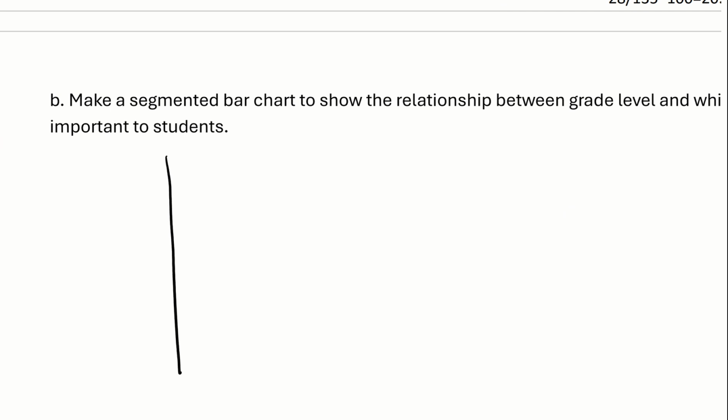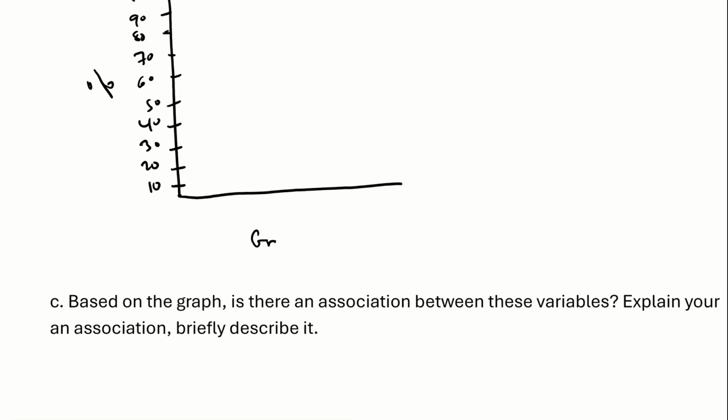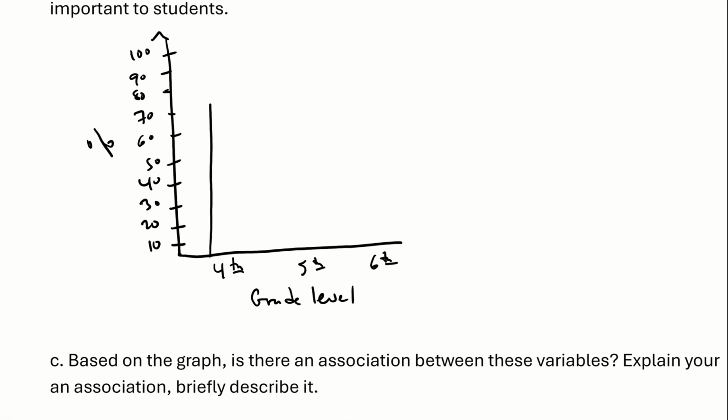And then when we do our segmented bar chart, we're going to have percent on the y-axis. We're going to go by tens, perhaps 10, 20, all the way to 100. Okay, we've got percent on the y-axis, and we've got grade level on the x-axis: 4th, 5th, and 6th grade. And then all these are going to go to 100.